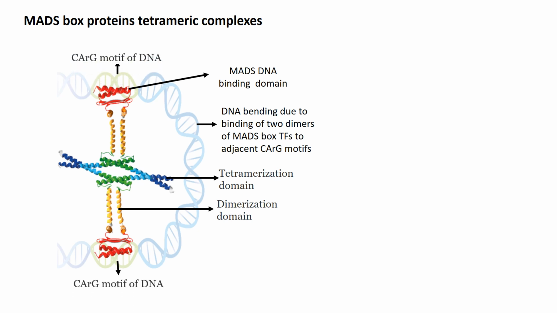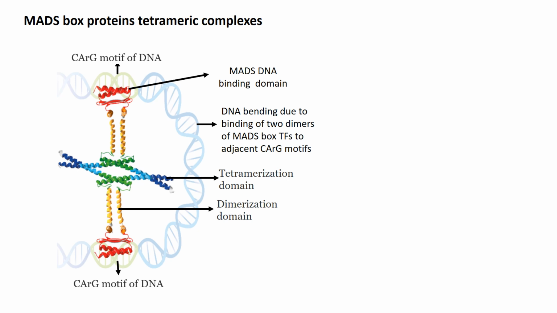The MADS domain binds to DNA at the CArG motif, cysteine arginine glycine, having the consensus sequence CC(A/T)6GG. The I domain is involved in the formation of protein dimers, the K domain mediates protein interaction, and the C terminal is associated with transcription factor activation and the formation of higher order protein complexes.